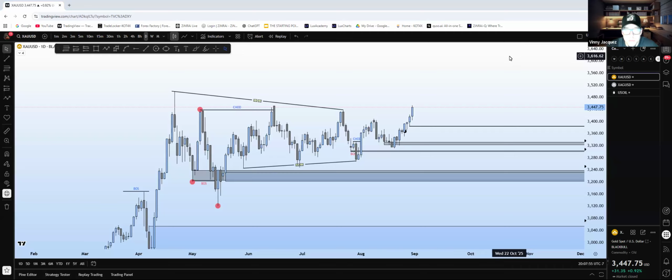Today, we're going to switch it up a little bit. We're not going to backtest today, although we may backtest as we break things down. But today, we're going to focus on a Q&A.